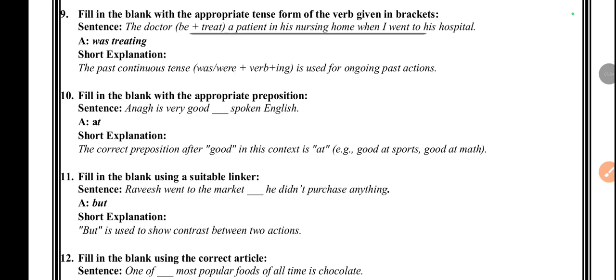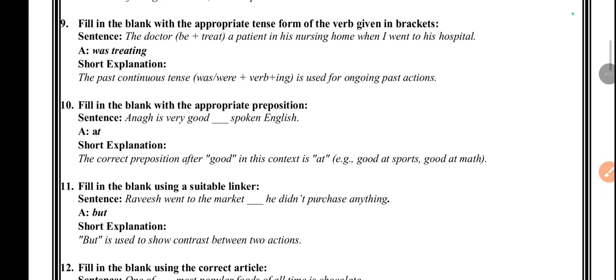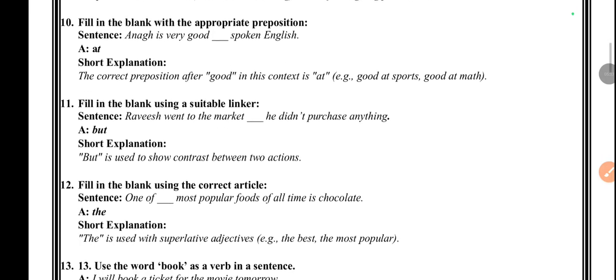Question number 9: fill in the blank with the appropriate tense form of the verb given in brackets. Sentence: the doctor, be plus treat, a patient in his nursing home when I went to his hospital. Answer: was treating. Short explanation: the past continuous tense, was plus verb plus ing, is used for ongoing past actions. So was treating.